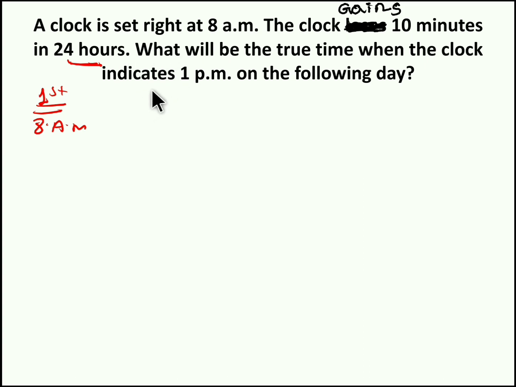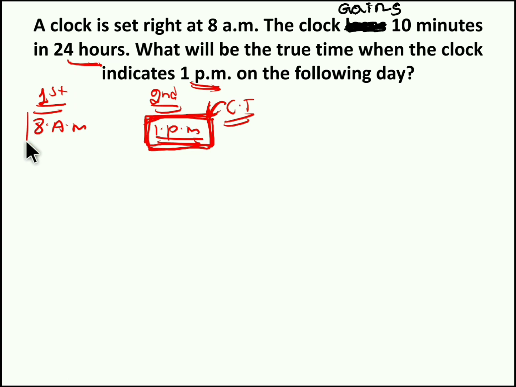See, in this way, on the second day, the clock is displaying 1 PM. So this 1 PM is not the correct time, because for every 24 hours, it gains 10 minutes extra, right? So we have to find at what correct time it is displaying this 1 PM, because this 1 PM is the wrong time. We know this 8 am is the correct time. Due to 10 minutes gaining, it's displaying 1 PM on the second day. Now we have to find the correct time for the wrong time displayed, 1 PM.